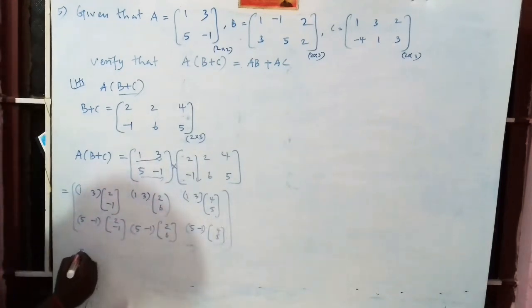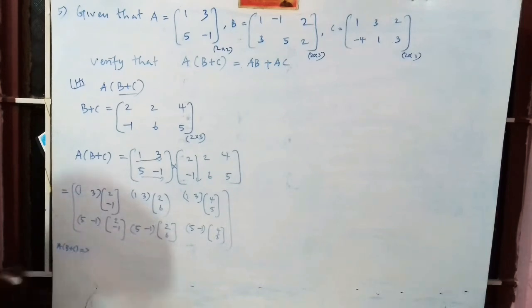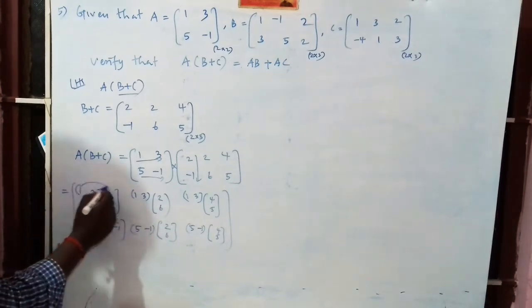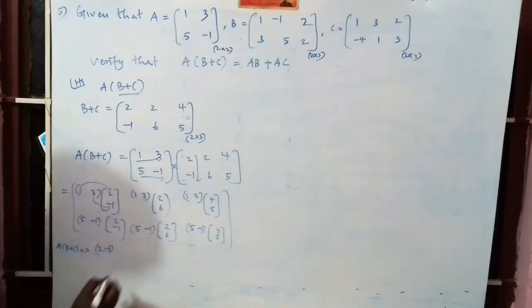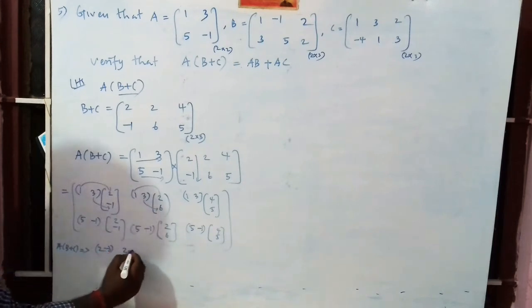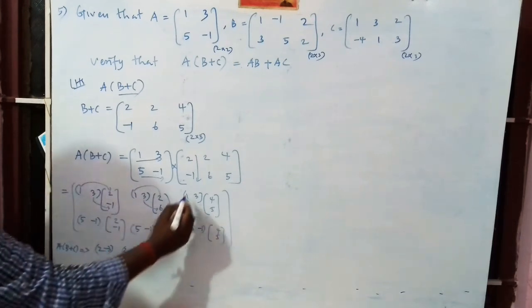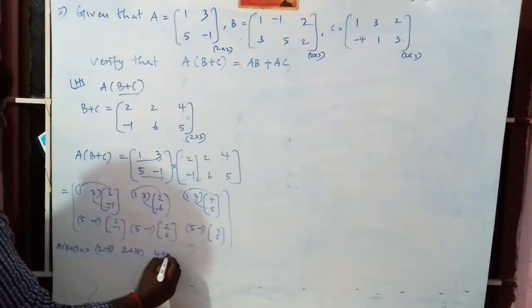Now multiply. So A into B plus C is equal to 1 into 2, what is the value? 2. 3 into minus 1 equal to minus 3. First value: 1 into 2 equal to 2, 3 into 2 equal to 6. Second value: 1 into 4 equal to 4, 3 into 5 equal to 15.